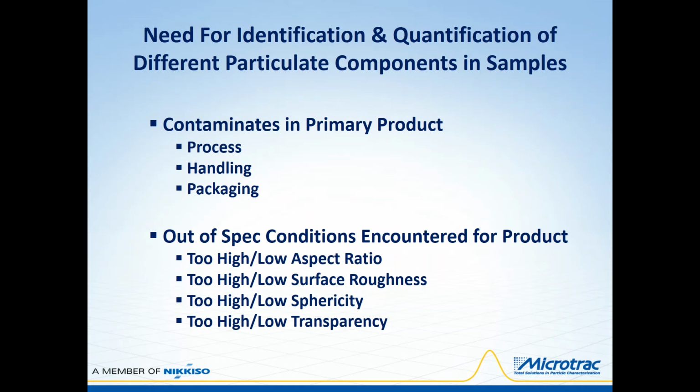The first is contaminants from various sources, like from the process itself or from handling and packaging later. Various size and shape parameters can distinguish contaminants from the main product characteristics. The second is particulates, which lie outside particular control specifications for the product manufactured, like particles which might lie outside the aspect ratio, surface roughness, or sphericity, or even transparency limits for those products.